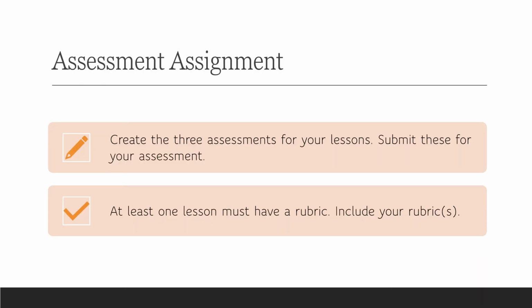So we have an assignment besides your lesson plans. There's an assessment assignment. You're going to create the 3 assessments for your lessons and submit these as an assignment. And at least one of the lessons must have a rubric. You could have a rubric for all 3 of them, but you have to have a rubric for at least one of them. And you're going to include at least one rubric in that assignment.